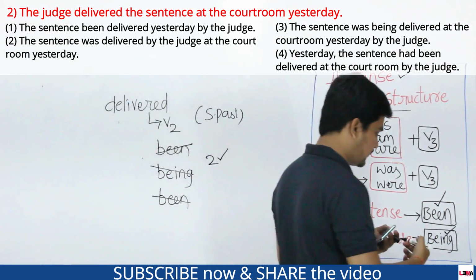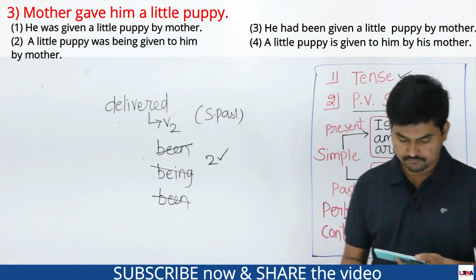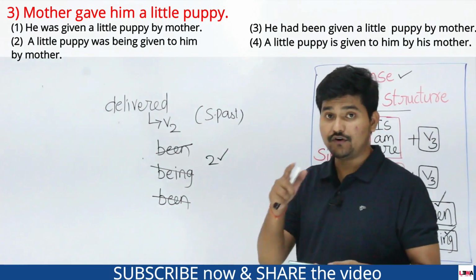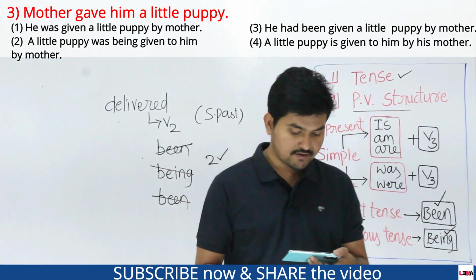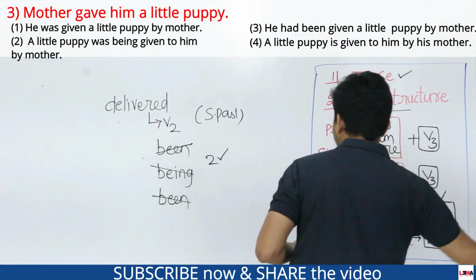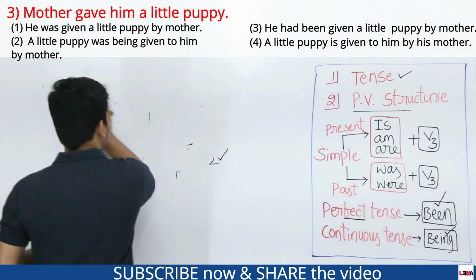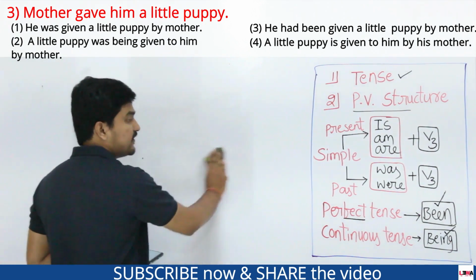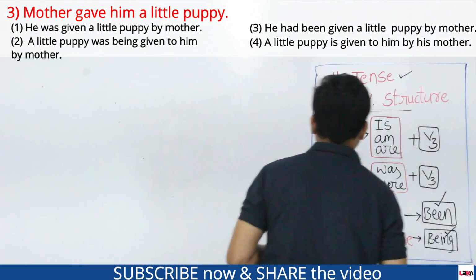Right. Let us move to the third question. The third question says, very simple. Read the question. I want you guys to answer this question first. Mother gave him a little puppy. Okay, what is the answer for this question? Mother gave him a little puppy. First of all, identify the tense. Okay, what is the tense used in this sentence?